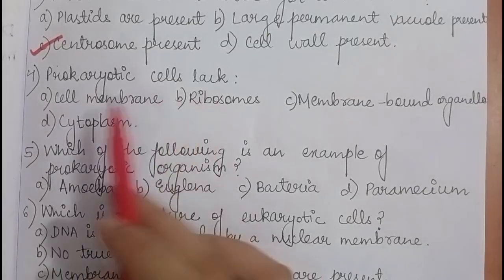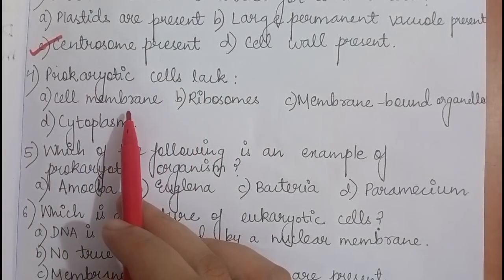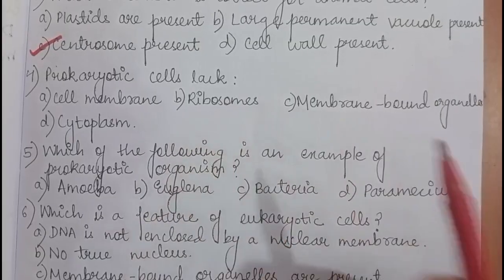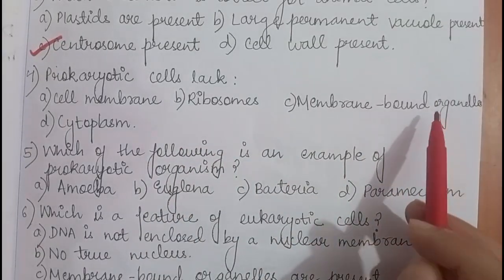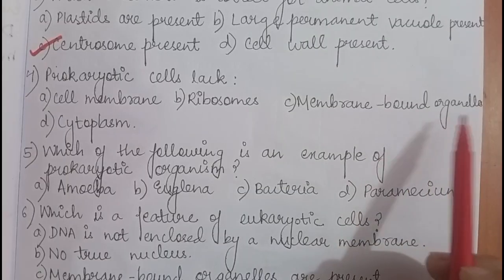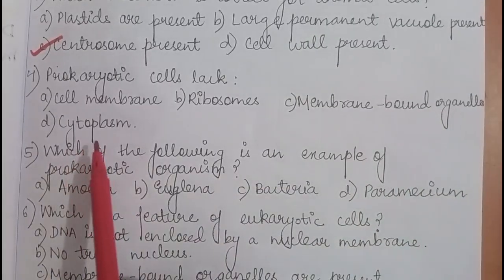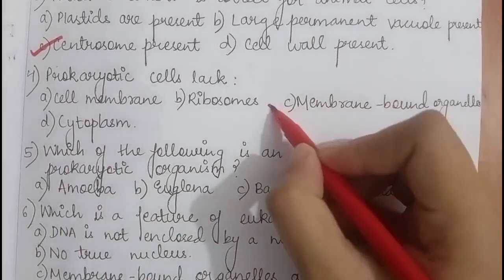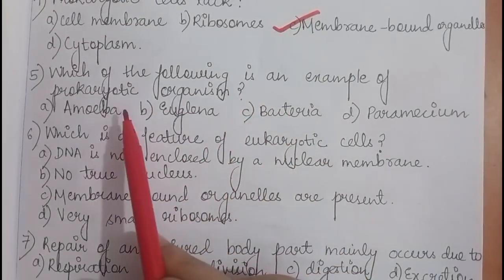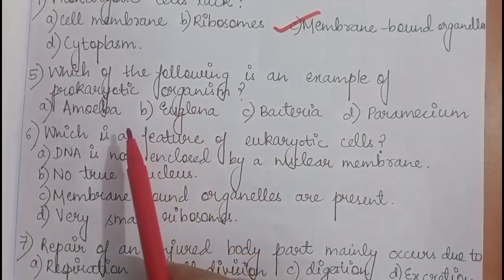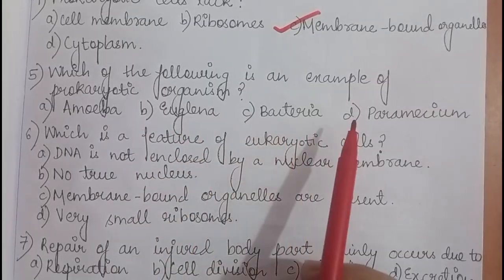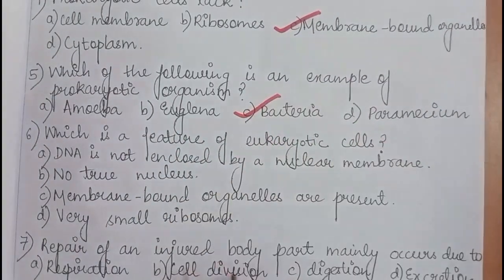Prokaryotic cells lack cell membrane, no, they have a cell membrane. Ribosomes, no. Membrane bound organelles, yes. Prokaryotic cells do not have membrane bound organelles, they are absent. Cytoplasm, no. So option C is correct. Which of the following is an example of a prokaryotic organism? Amoeba, no. Euglena, no. Bacteria, yes. Paramecium, no. So bacteria is correct.